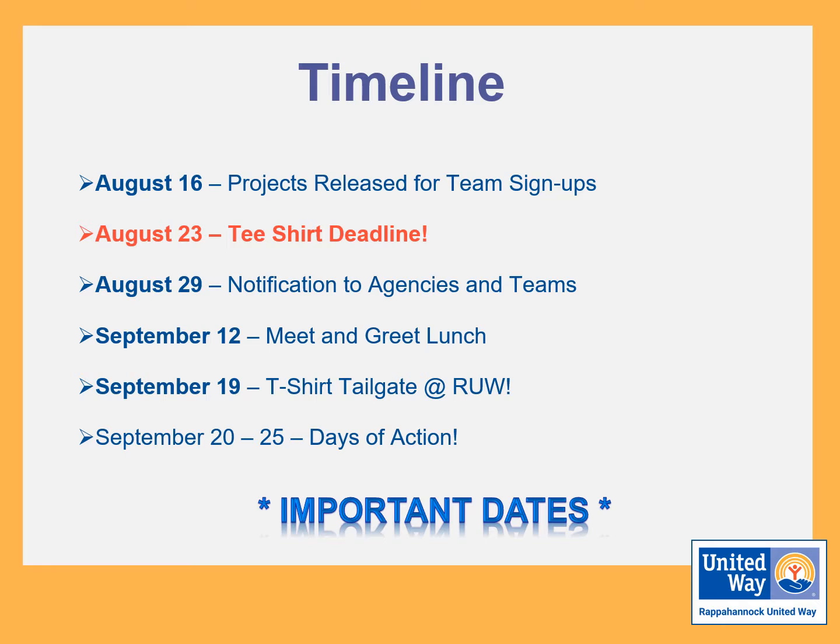August 23rd is the t-shirt deadline, so please use that as leverage. In order for us to guarantee t-shirt sizes, you need to have your team information into RUW, ideally in the online system, by August 23rd. After that, people will get whatever sizes we have available. So use that as a motivator to get people to commit to Day of Action.